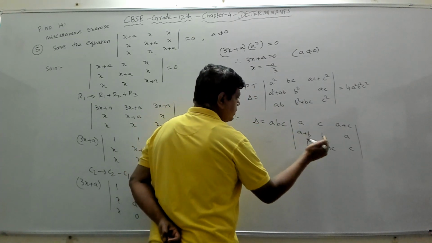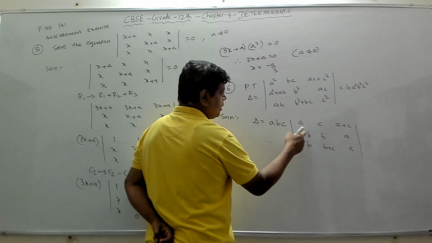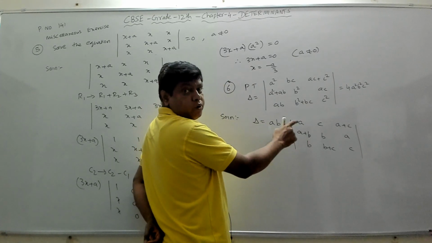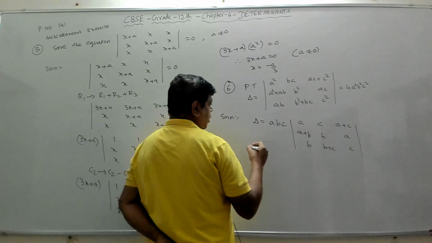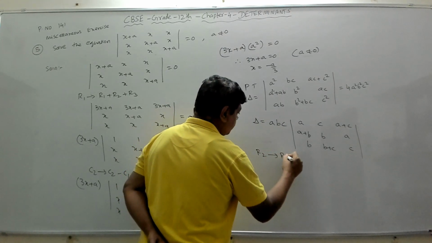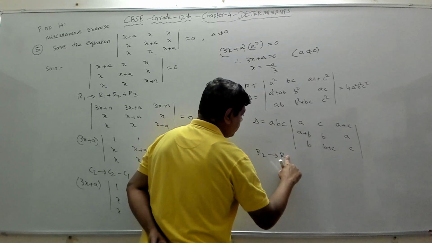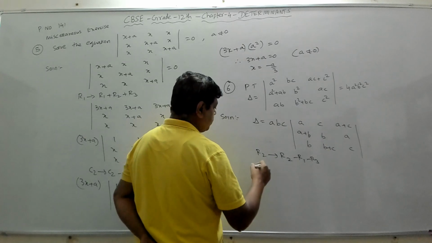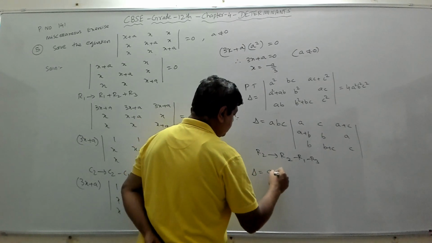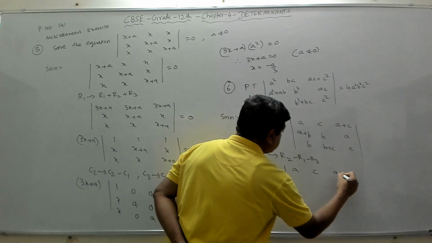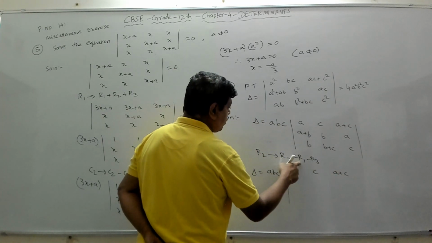So I will take this, which is A plus B. From A plus B, if I subtract A and subtract B, this will become 0. So I'm going to change R2. Right? So how am I going to write this? So delta is, R2 implies R2 minus R1 minus R3. If you do that, then your delta will become ABC of, R1 there is no change, A, C, A plus C. Then R2 is R2 minus R1 minus R3.